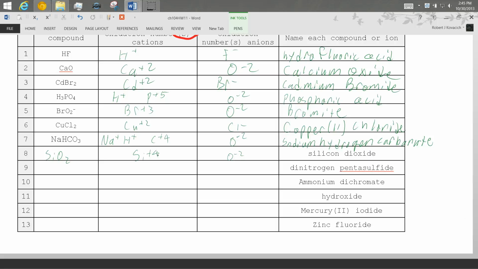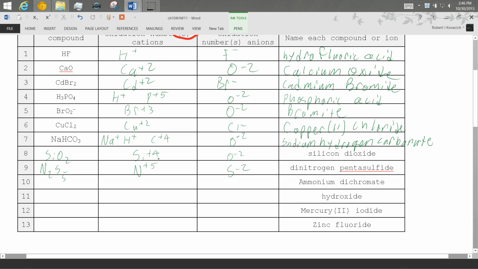Okay, next one is dinitrogen pentasulfide. So what's the formula? N2S5. Again, this is a covalent compound, right? Because we're seeing those prefixes. So which one of these is more electronegative? So the charge on the sulfur is oxygen's charge, right? It's in the oxygen column. So this is going to be S -2 and then N +5.